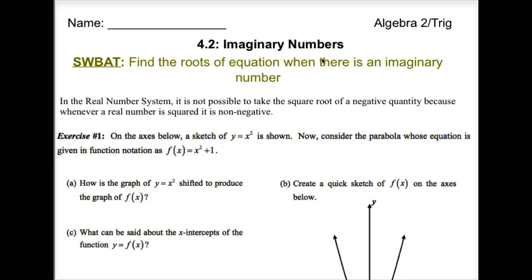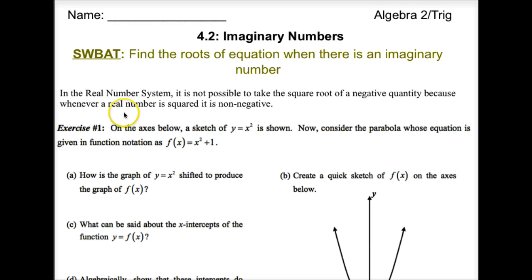All right, here we are continuing with Unit 4. Today our lesson is 4.2, which is imaginary numbers. Our objective for today, guys, is students will be able to find the roots of the equation when there is an imaginary number. So in the real number system, it's not possible to take the square root of a negative number. We've seen that before. If you enter that on the calculator, it is going to say error undefined, no real result.